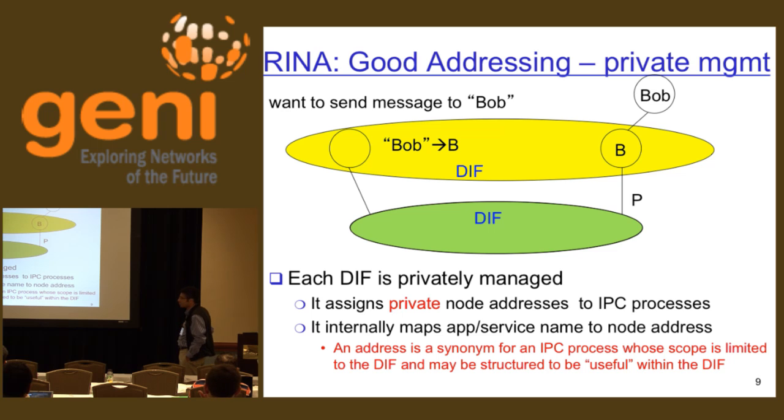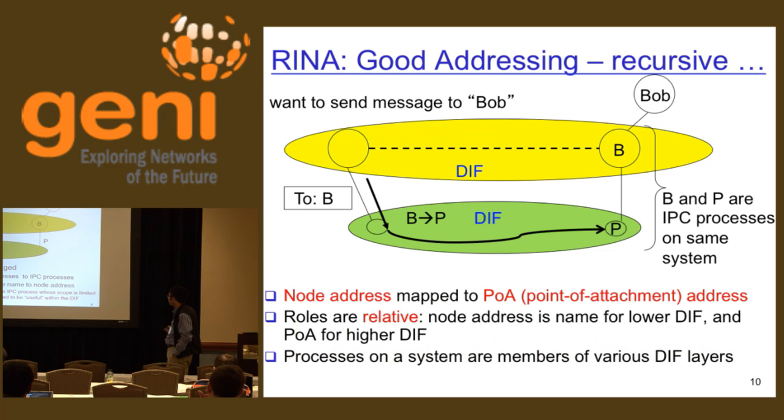to a node address. These node addresses are internally assigned inside each DIF layer. Think of it again as a private network. And then for this guy to send a message to B, recursively, it will use an underlying flow or connection provided by the lower layer. So this lower layer will have to map B to some node address or process address inside its own DIF layer.